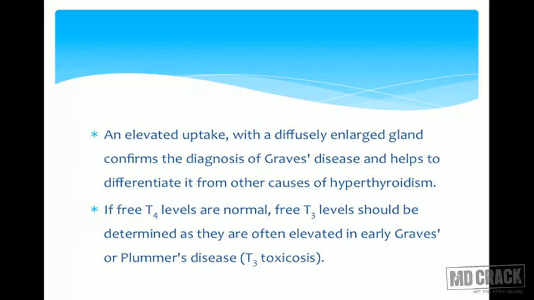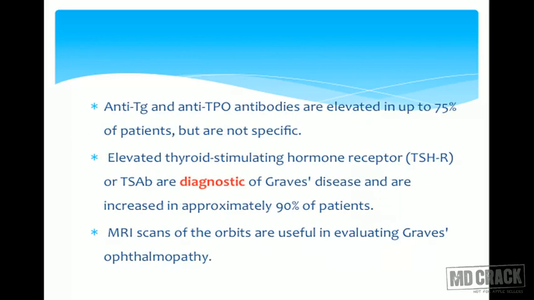An elevated uptake with a diffusely enlarged gland confirms the diagnosis of Graves' disease and will help to differentiate it from other causes of hyperthyroidism. If free T4 levels are normal, free T3 levels should be determined, as they are often elevated in early Graves' or Plummer's disease, that is called T3 toxicosis. So free T3 levels, as we have seen earlier, are useful to detect early hyperthyroidism. Anti-TG or antithyroid peroxidase antibodies are elevated in up to 75% of patients, but they are not specific.